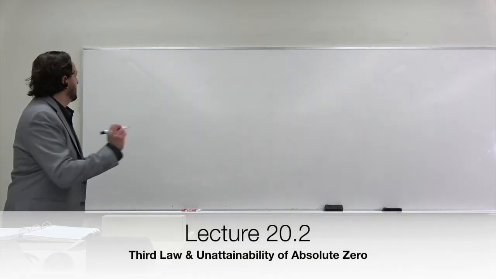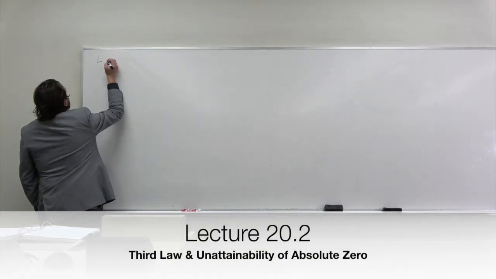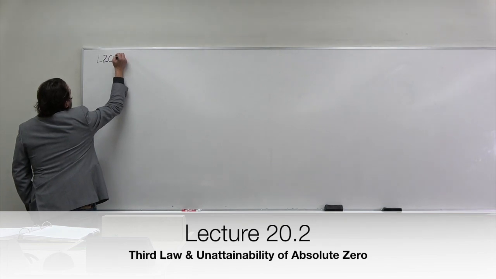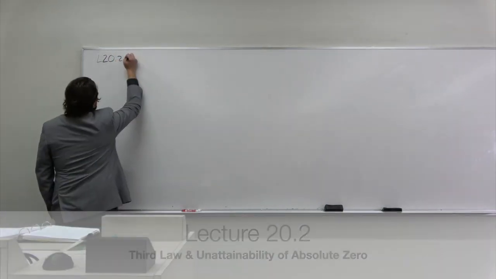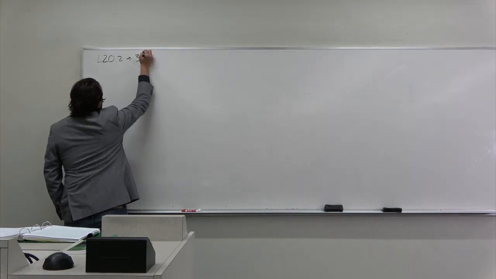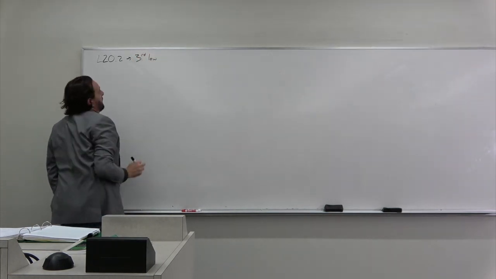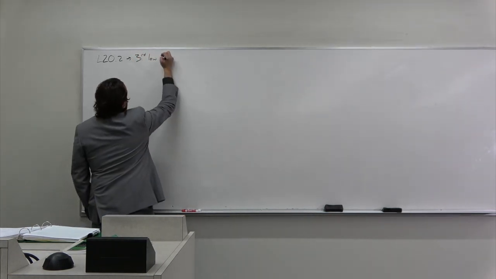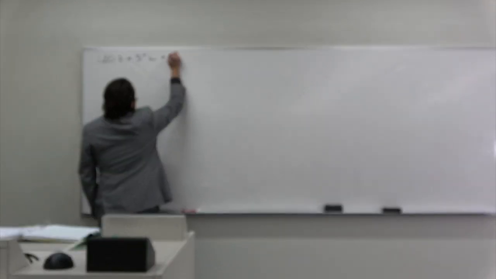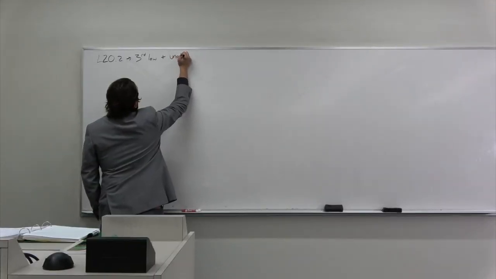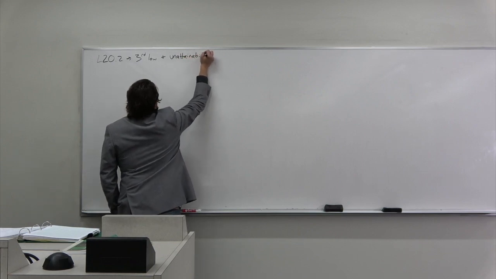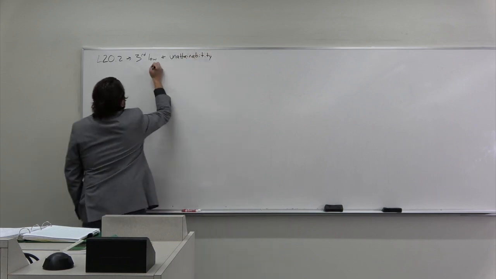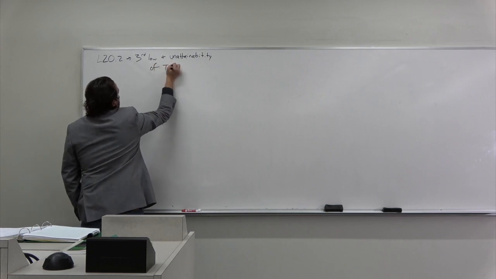Welcome back. Lecture 20.2, where we're going to talk about the third law and how that relates to the unattainability of T equals 0.